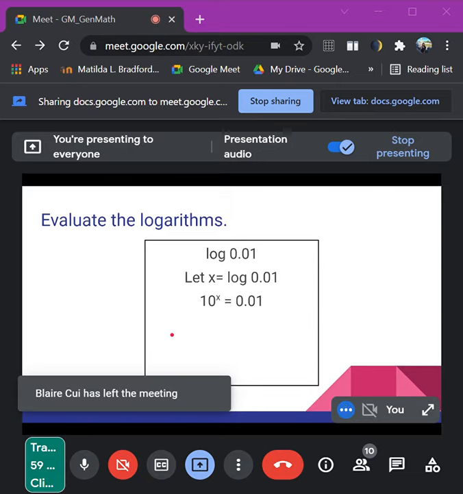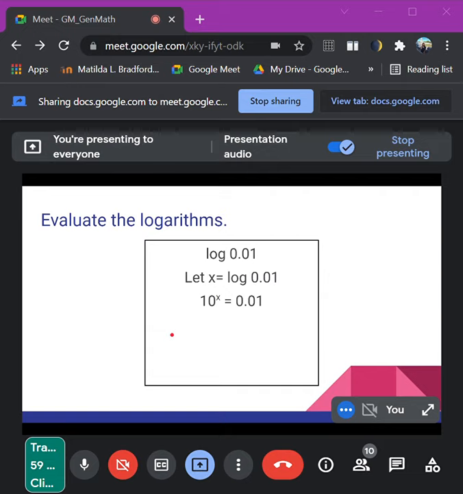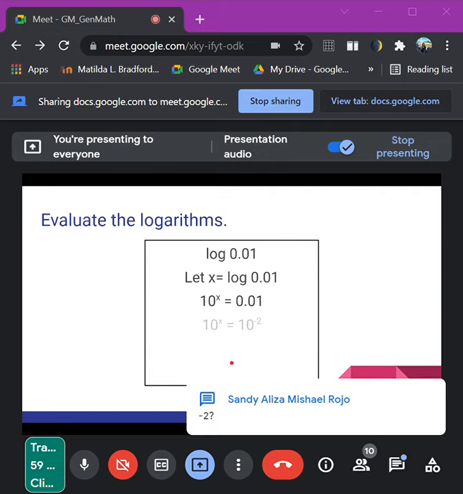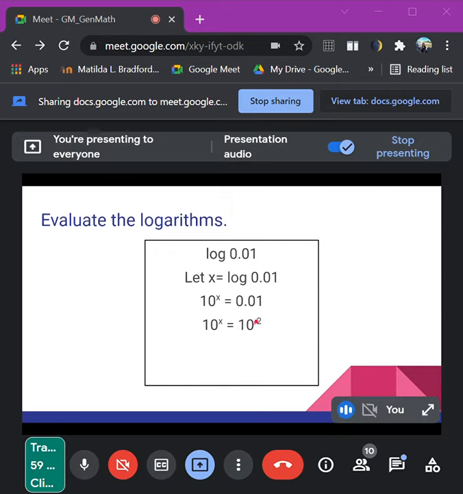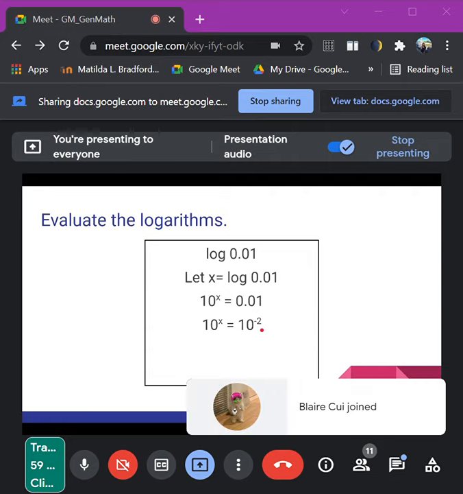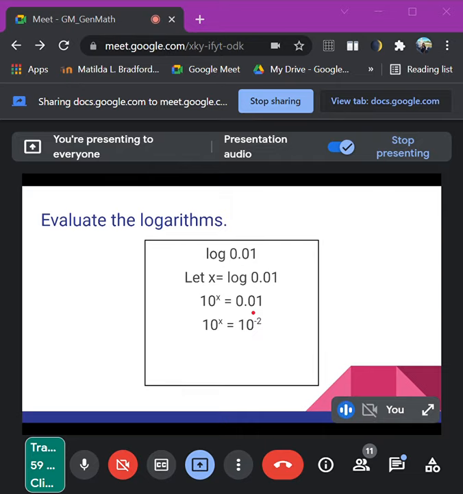Unsa kahatong i-exponent? Okay, that is negative 2. Very good. So, you have there 10 raised to the power of x is equals to 10 raised to the power of negative 2. So if you can still remember our laws of exponents, if you have a negative exponent, you're just going to divide it by negative form.